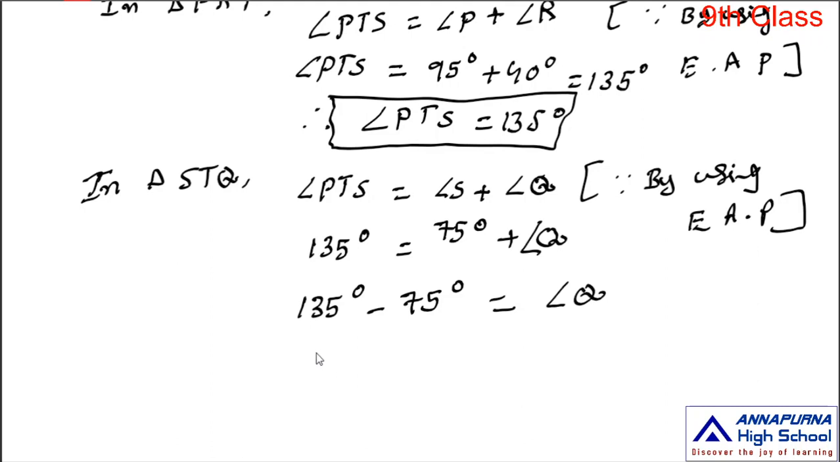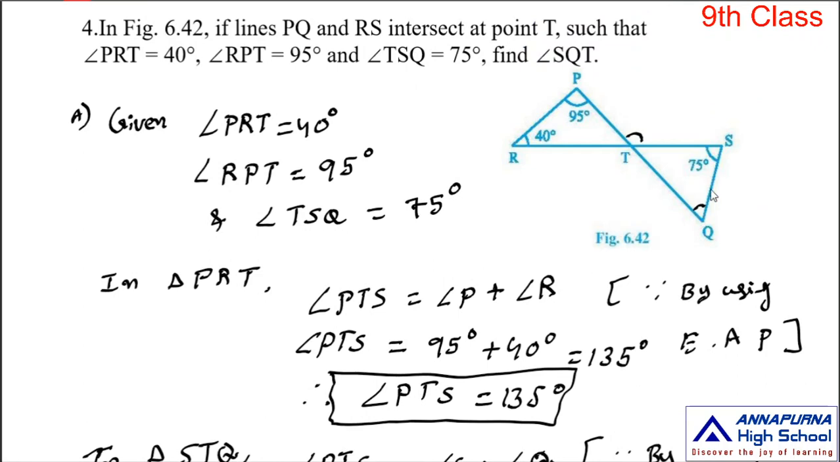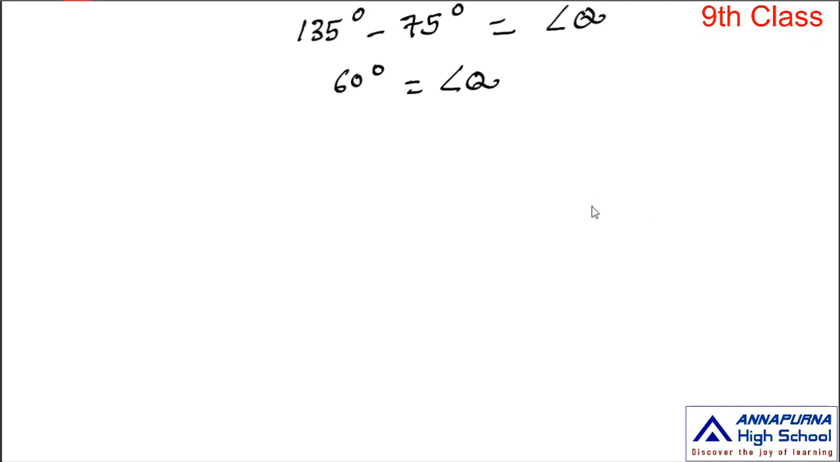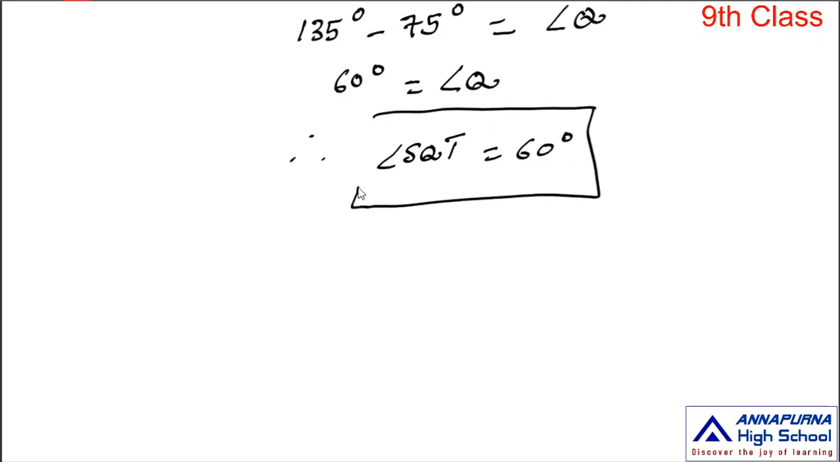That is equal to 60 degrees, which is equal to angle Q. Angle Q means angle SQT. Therefore angle SQT is equal to 60 degrees. This is the fourth problem.